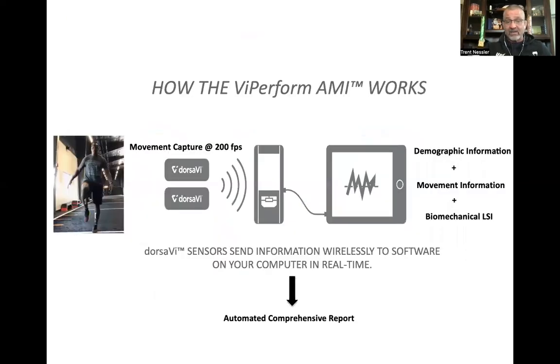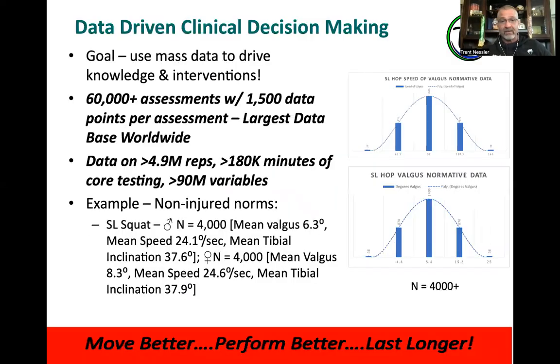This is what it looked like. These are the wearable sensors. They were capturing movement at 200 frames per second. They were communicating that to what is called an RFD, a radio frequency device, and that would communicate to the computer. The program would interpret all that information and generate an automated report, which we would then, as clinicians, review with the athlete. But we would also use that for return to play decisions, and for driving our clinical decision-making process.